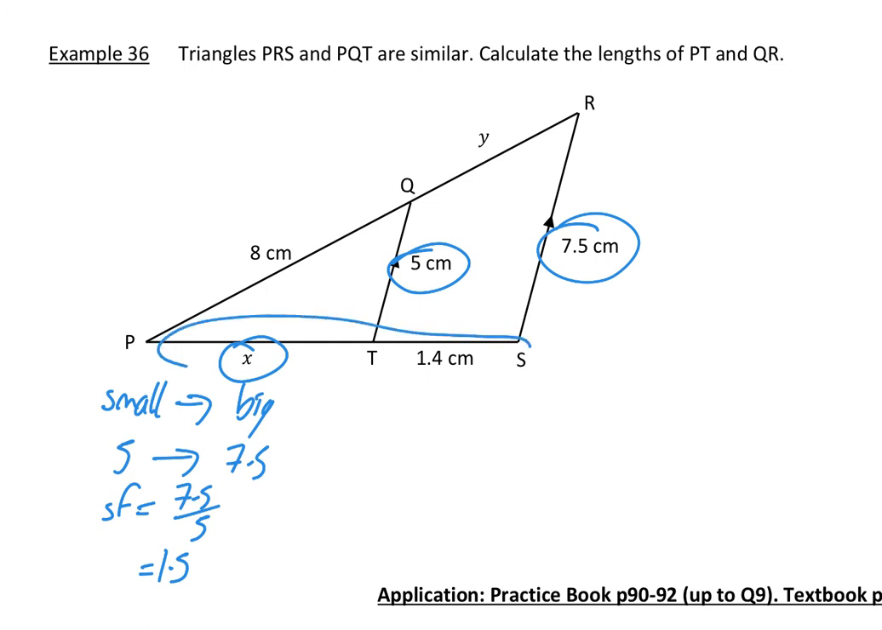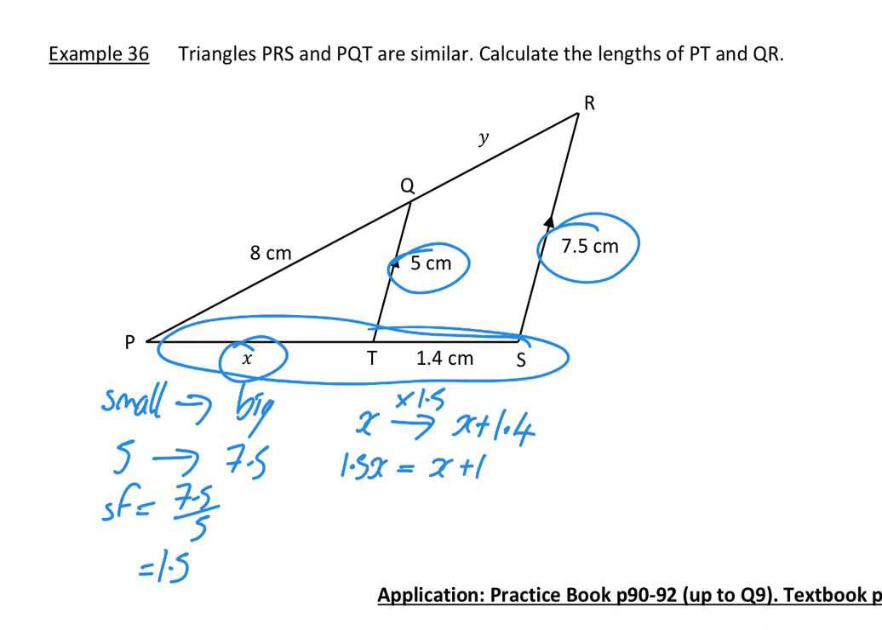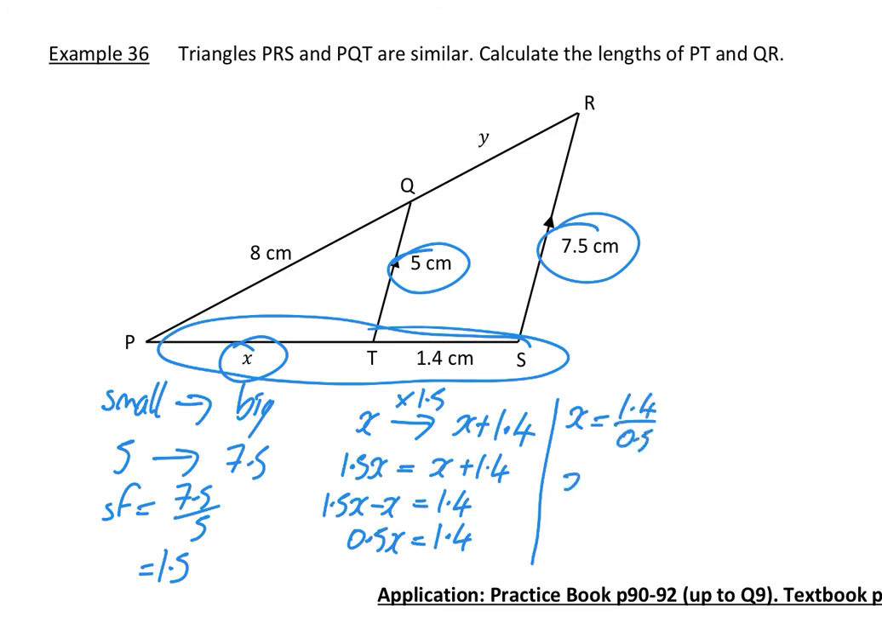Okay, so if we look here, to get the PT first of all, PT is here, it is X, and PT enlarges and it becomes X plus the 14. So we're going to say then that X goes to X plus, not 14, it was 1.4 if I could read, and it goes there by multiplying by 1.5. So you can say 1.5x is equal to X plus 1.4, and that means 1.5x minus X is equal to 1.4, which means 0.5x is equal to 1.4. That means X is equal to 1.4 divided by 0.5, which means X works out to be 2.4 centimeters.